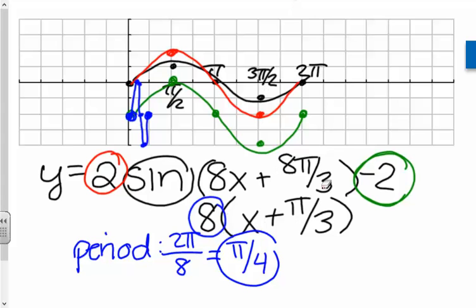Now the last thing we have to do is take care of this guy. And it's in parentheses, and parentheses usually means change the sign. This says it is going that way by pi over 3. So all of these points are going to move over by pi over 3, which is about this much. We're going to be a little bit imprecise here.